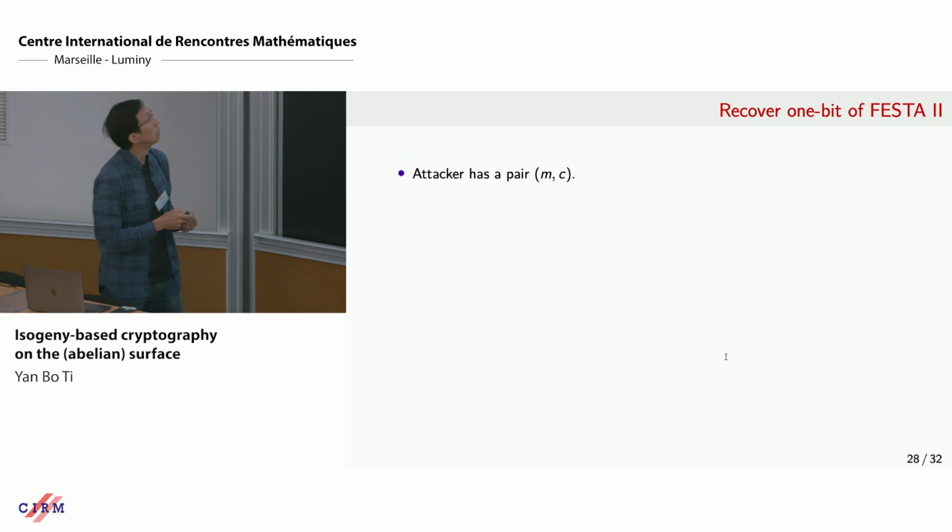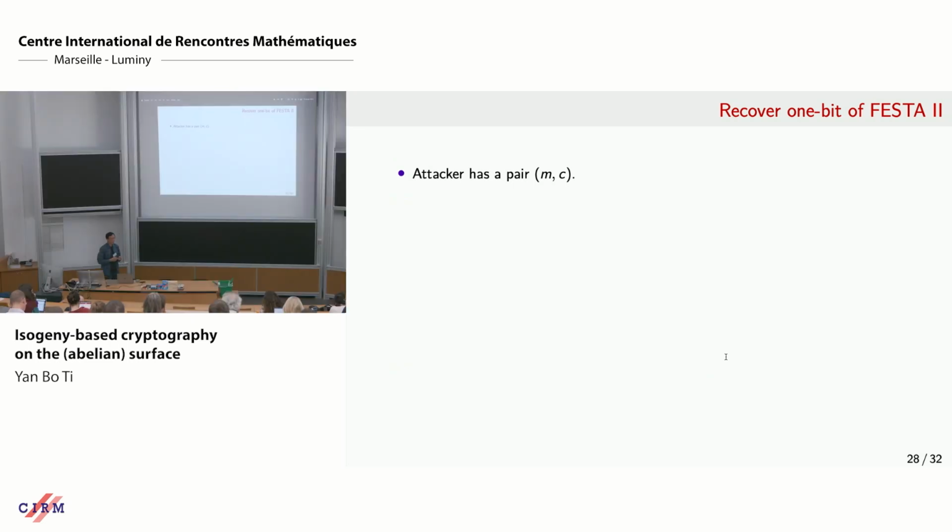First of all, the attacker has a pair M and C. Let's just say he magically cooked this up, okay? But if you have an encryption scheme, since this is a PKE, a public key encryption, you should be able to obtain this plaintext-ciphertext pairing. So it's not impossible to think that this can happen. Again, you recall that the ciphertext is this.